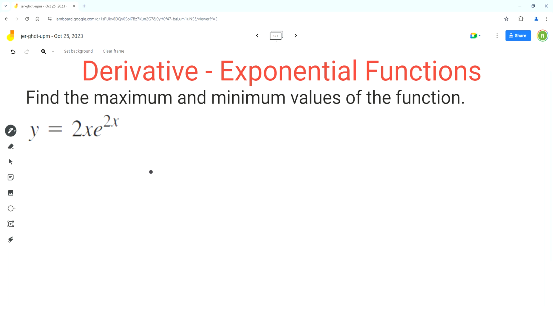So the first step is to find the derivative of this function, because we'll set the derivative equal to 0 to find the x values at which the tangent is horizontal, because the tangent is horizontal at peaks and valleys in the graph of the function. So let's start with the derivative.